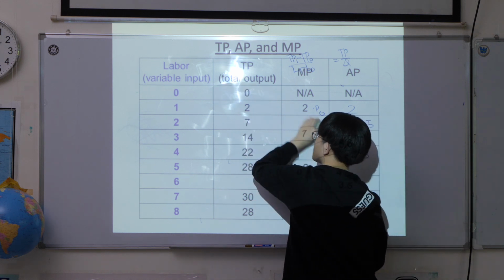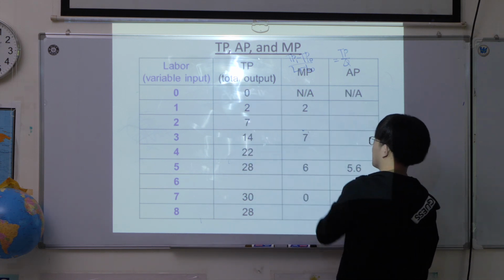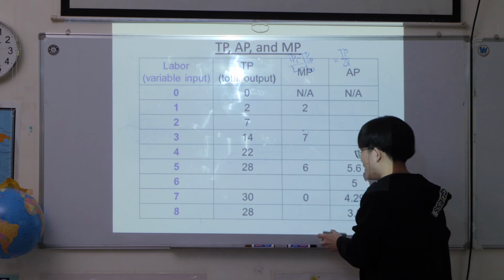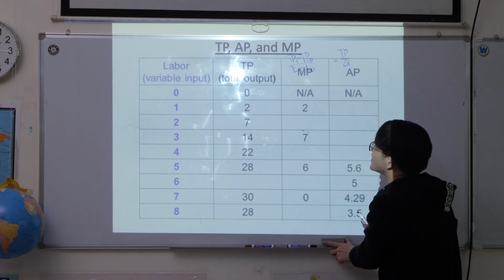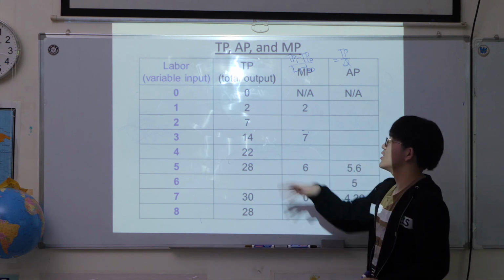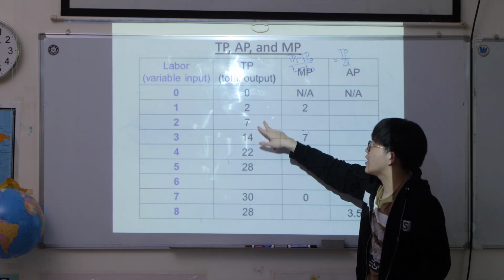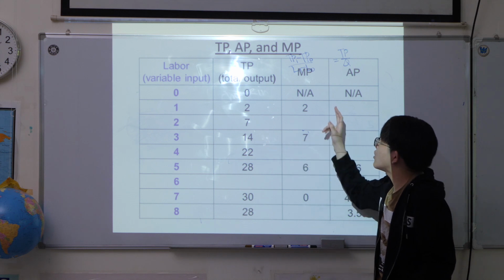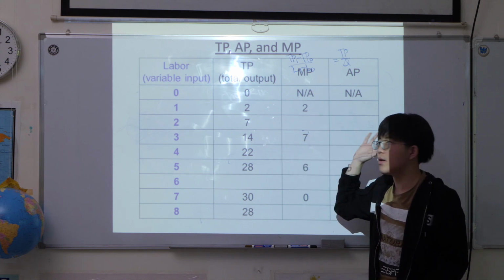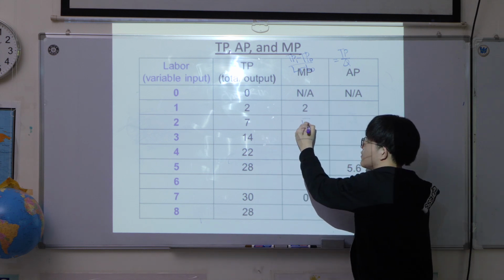Since we know the total product increases from the first labor to the second labor by 5, our marginal product is 5.